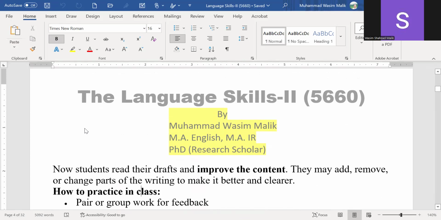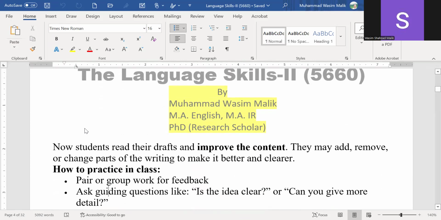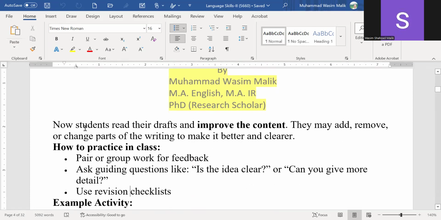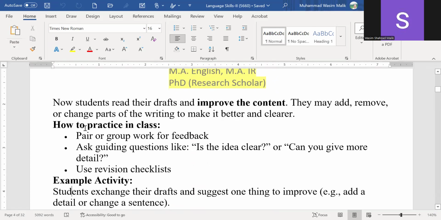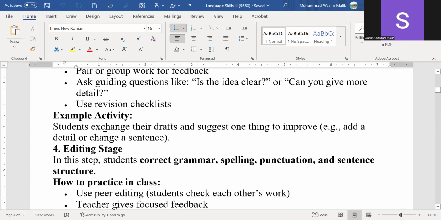How to practice in the class. Pair or group work for feedback. Ask guiding questions like, is the idea clear, or can you give more detail? Use a revision checklist. Example activity. Students exchange their drafts and suggest one thing to improve. For example, add a detail or change a sentence.